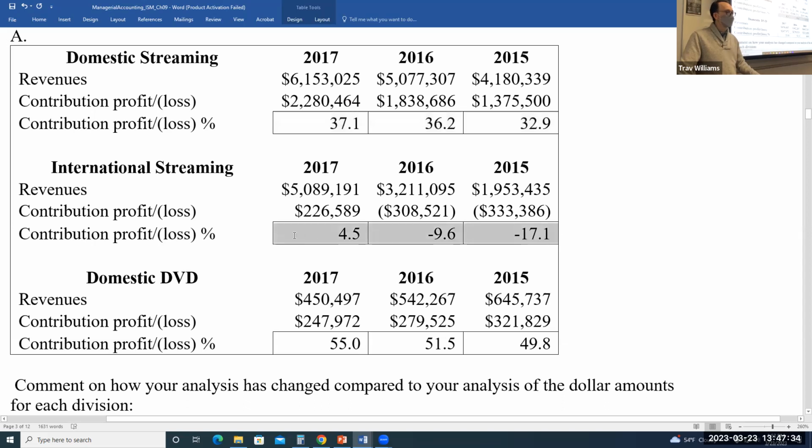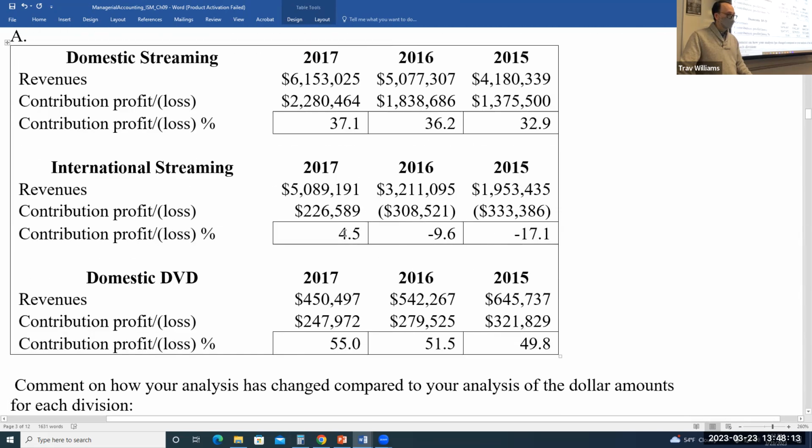How about with international streaming? How are they doing in that division? Well, yeah, except in 2017, now they're making a profit, right? So they went from losing 17% to only losing about 10% to now actually having a 4% profit. So that's a good trend, right? That's a pretty significant improvement. And we see improvement here as well. So they had growth in all three areas, according to this analysis.